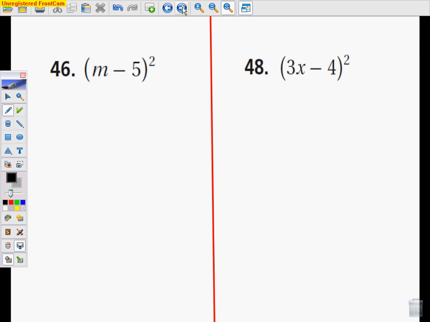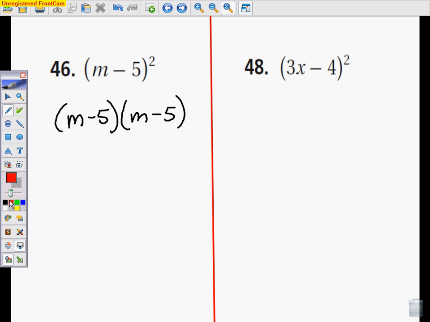Here we have m minus 5 in parentheses squared. Now, when you have a squared on the outside like this, you cannot distribute an exponent over addition or subtraction. You can't do that. And we talked about why we can't do that in class. What you want to do is just rewrite this in this expanded form: m minus 5 times m minus 5. All right, now we're just going to go ahead and do our FOIL, or our distribution.